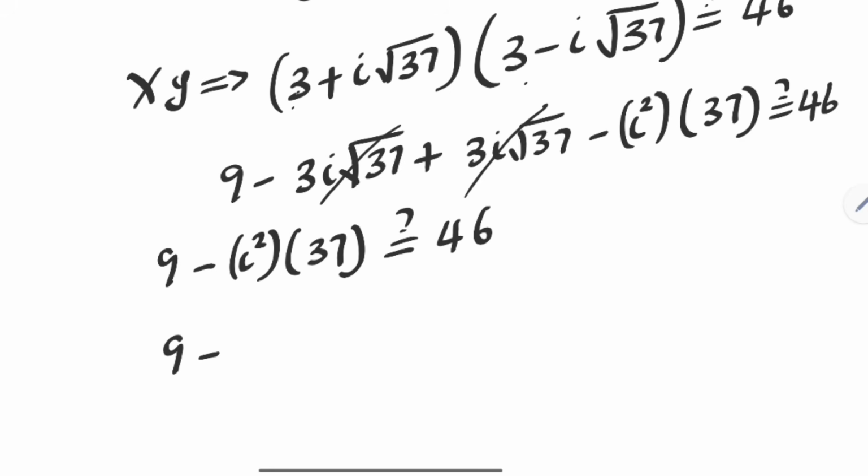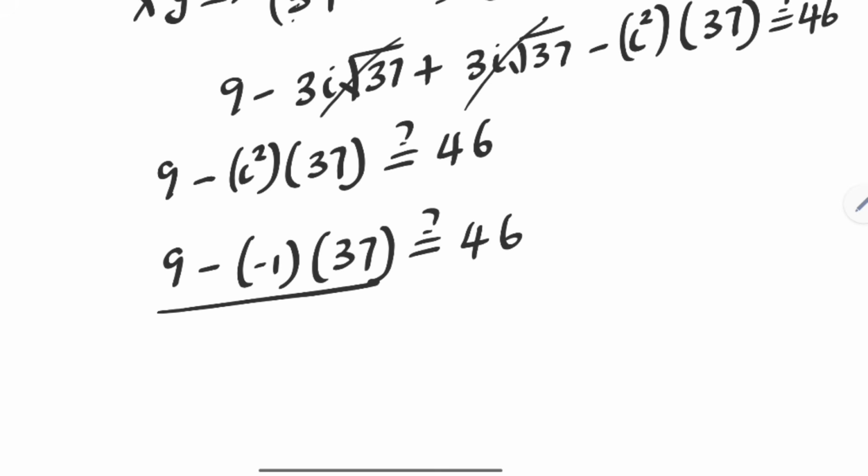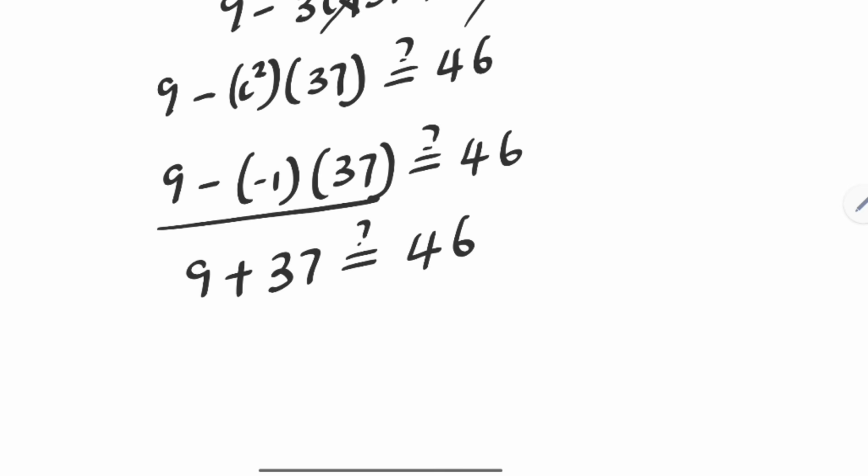9 minus i squared, i squared is minus 1. Minus minus 1 multiplied by 37 must be equal to 46. This is 9 plus 37 must be equal to 46. 9 plus 37, this is 46, is equal to 46, which is true.